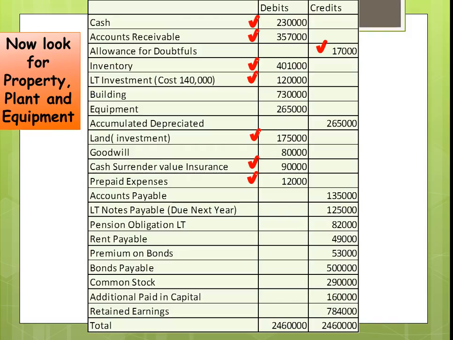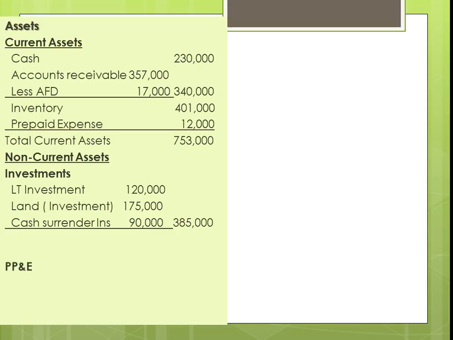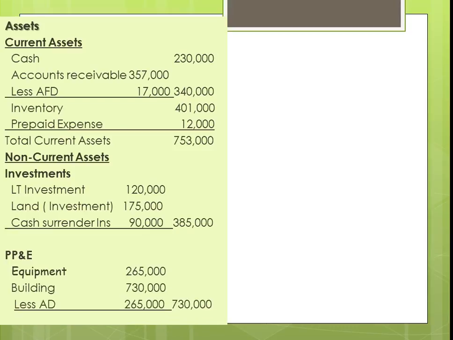So now we move on to our next section, which is property, plant, and equipment. What we're going to do is look at this adjusted trial balance for any buildings, equipment, or accumulated depreciation. So let's check them off as we go. We have building, we have equipment, and we have accumulated depreciation. Now we can do our PP&E section. And we can list our equipment, our building, and subtract out accumulated depreciation.